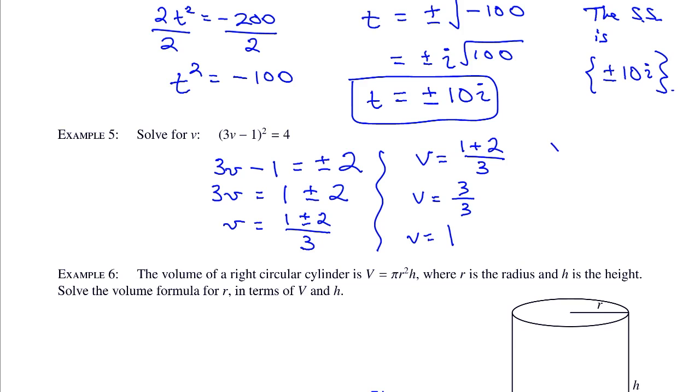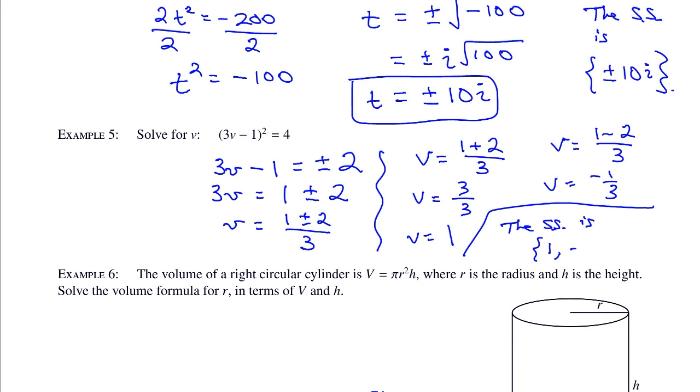And then I also get v is equal to 1 minus 2 over 3, using the minus sign from the plus or minus. And so that's v is equal to negative 1/3. So together, the solution set is 1 and negative 1/3.